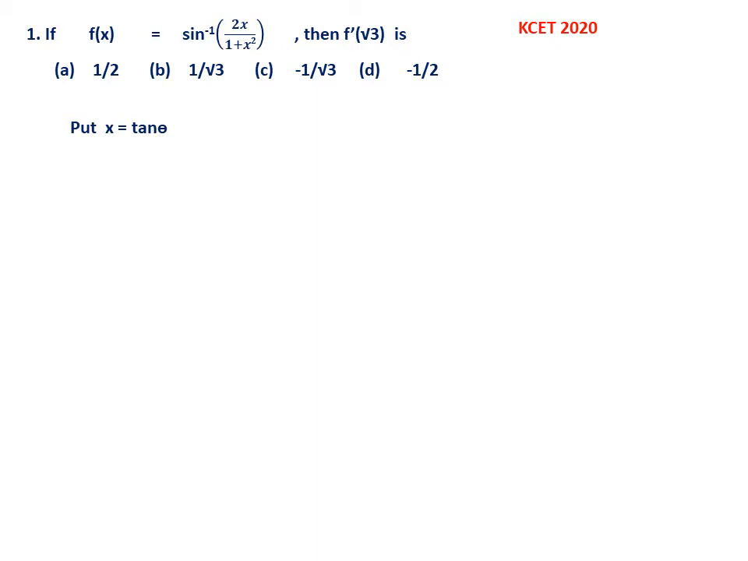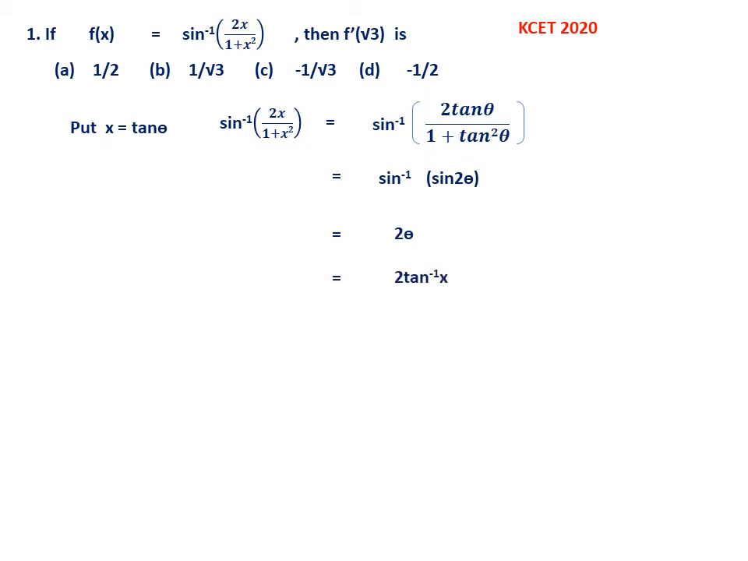So first f of x you have to simplify. When you put x equal to tan theta, sine inverse 2x by 1 plus x square can be written as sine inverse of 2 tan theta by 1 plus tan square theta, but that is equal to sine 2 theta. Therefore, the given expression becomes 2 theta, but theta is tan inverse x. Therefore, we can say f of x can be written as 2 tan inverse x.